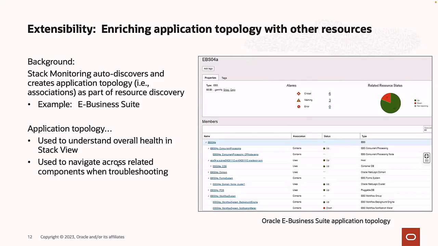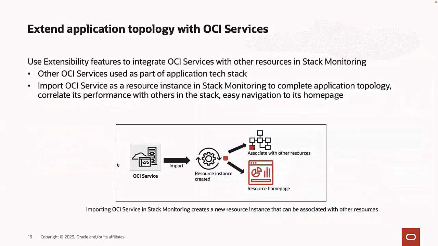And this topology can then be used to understand the overall health of an application and provide navigation across the application stack. However, like many applications, let's use EBS for example. An EBS application stack is more than just a concurrent manager and WebLogic servers and an Oracle database. Stack Monitoring's extensibility features allow for monitoring from other services to be consolidated by importing those resources into Stack Monitoring.